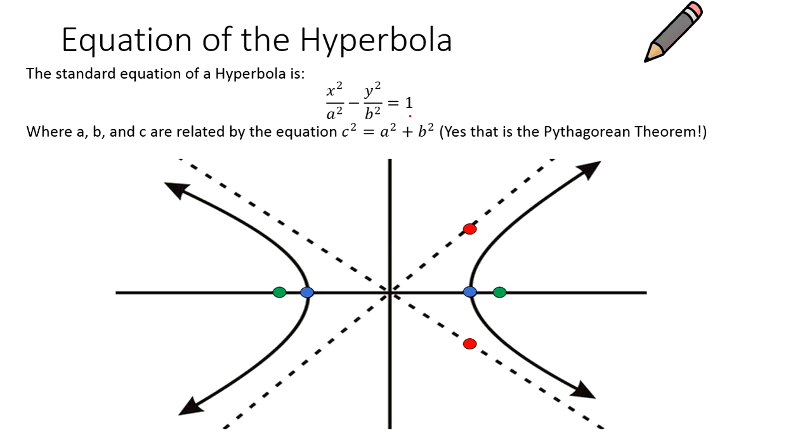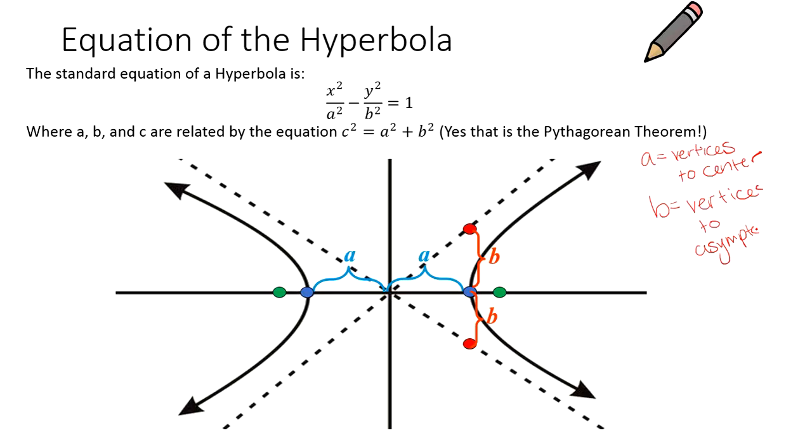Now, what do a, b, and c mean? Kind of like the ellipse had a, b, and c, and we needed to find out what they meant. Well, a is the distance from the center to the vertex of your hyperbola. So off to the side here, I'm going to put a little note. A is vertex to center. Your b value is going to be the vertex to the asymptote up there. So b is going to be vertex to asymptote. And I'll show you why we're going to want that in a little bit.